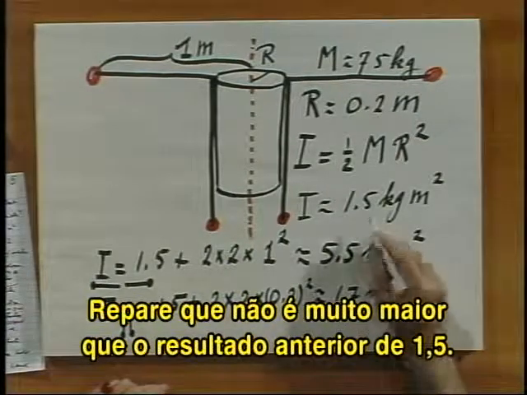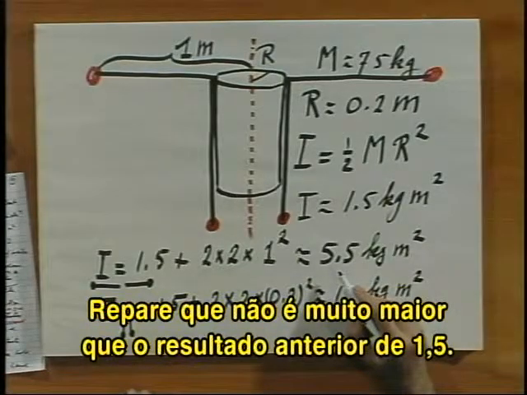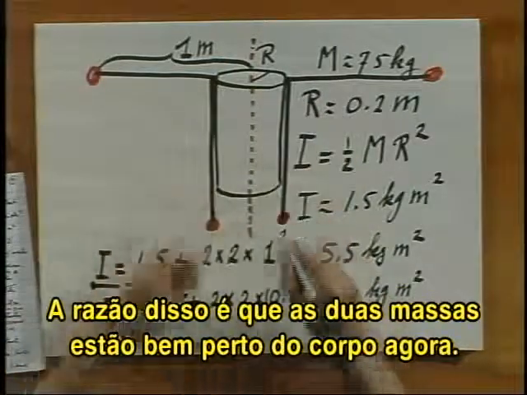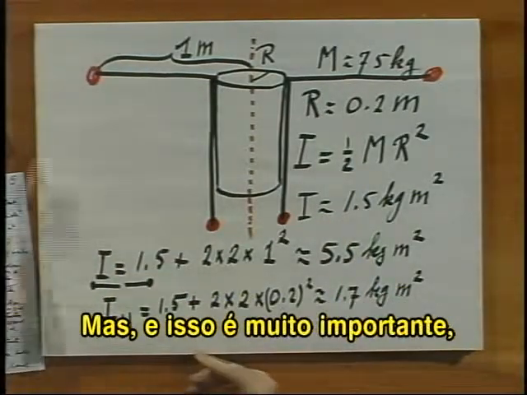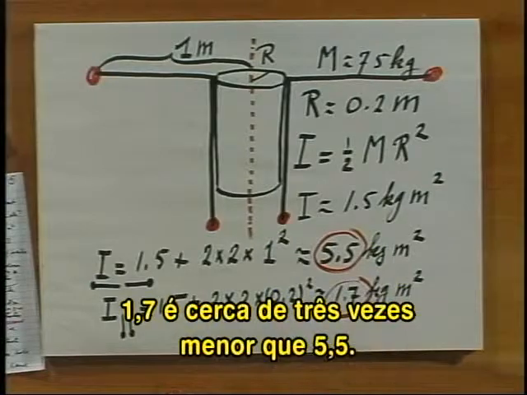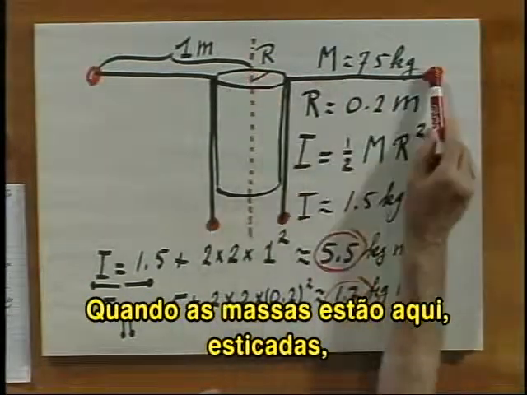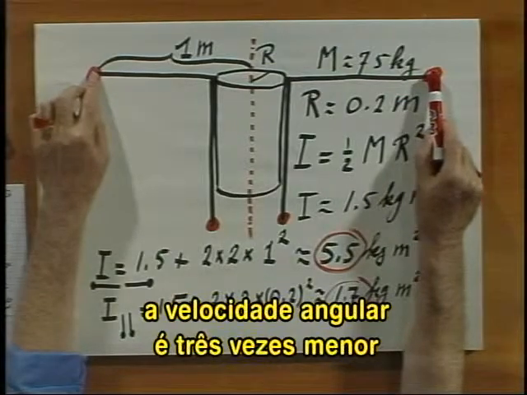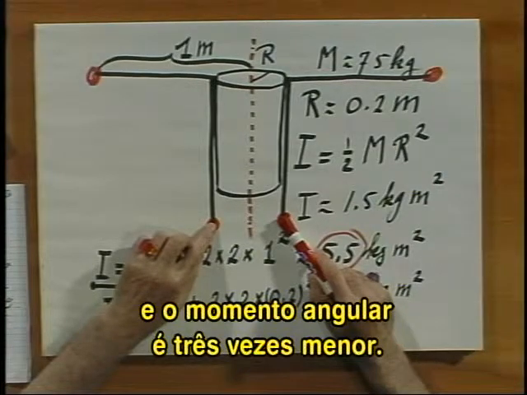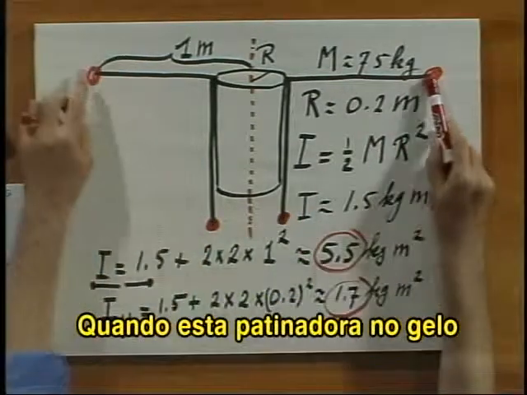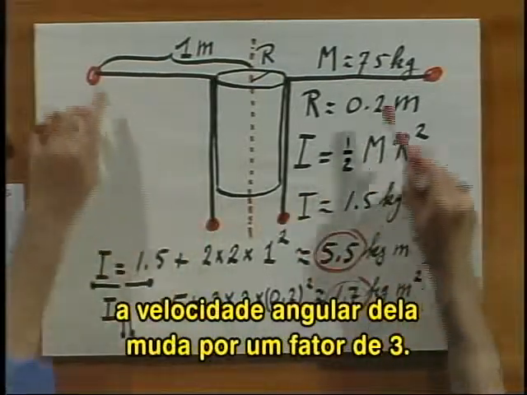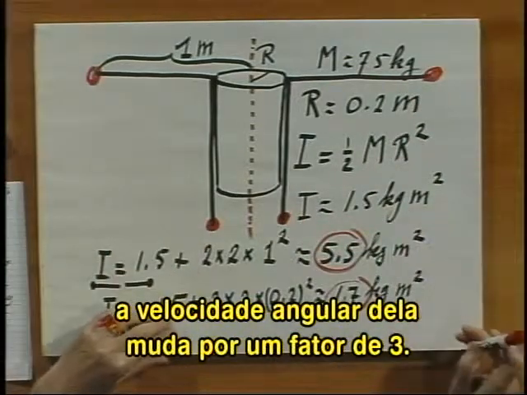Notice that it is not very much larger than the 1.5 that we had earlier. The reason, of course, is that we bring these two masses so very close to the body. But, and this of course is key, the 1.7 is about 3 times smaller than the 5.5. When the masses are stretched, the angular velocity will be 3 times lower than when the masses are close, when the moment of inertia is 3 times lower. And so as this ice skater moves her arms from this position to this position, her angular velocity will change by a factor of 3.